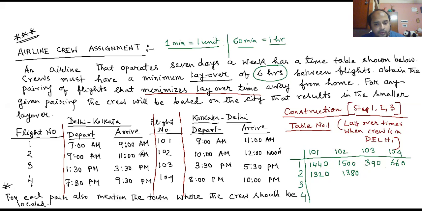11 a.m. to 3:30, so 11, 12, 1, 2, 3. One thing: when you want to connect these two, you see the gap is not 6 hours, it is lesser than 6 hours. So that 3:30 is not the 3:30 of the same day, it is the 3:30 p.m. of the next day.